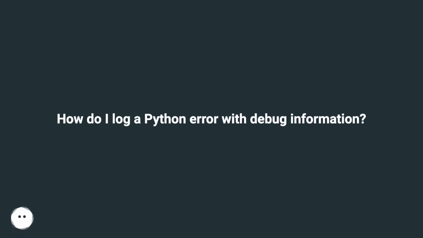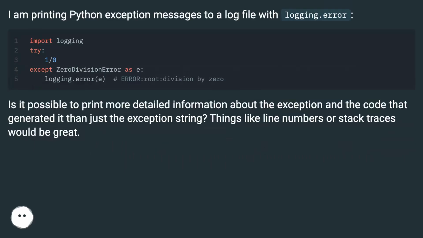How do I log a Python error with debug information? I am printing Python exception messages to a log file with logging.error. Is it possible to print more detailed information about the exception and the code that generated it than just the exception string? Things like line numbers or stack traces would be great.